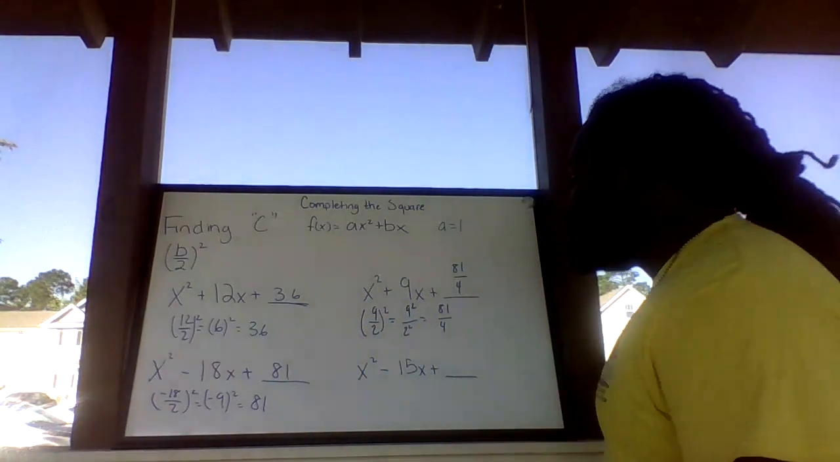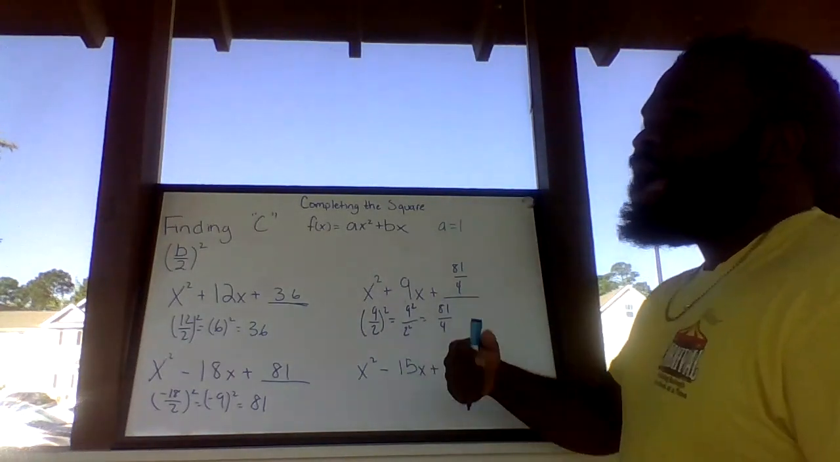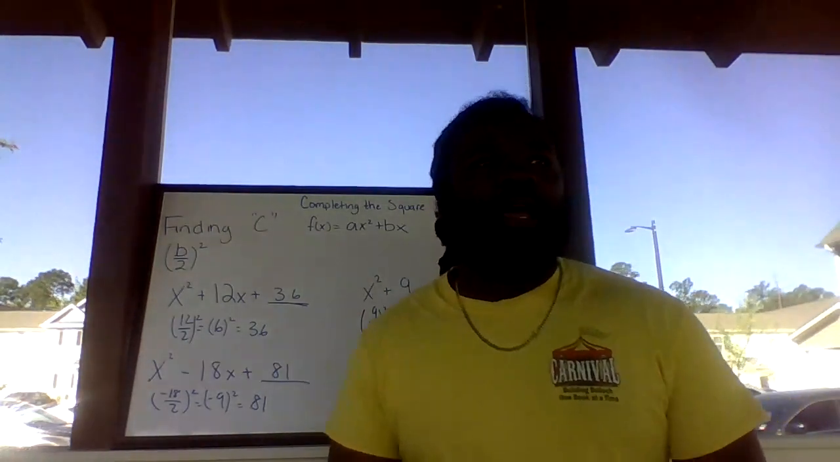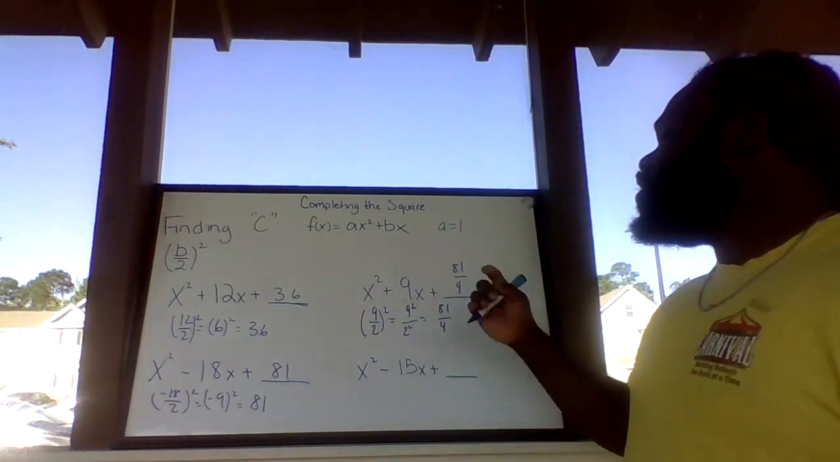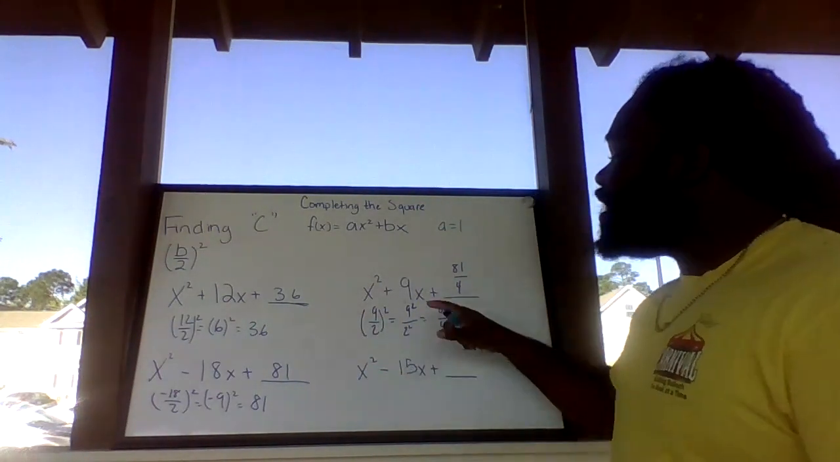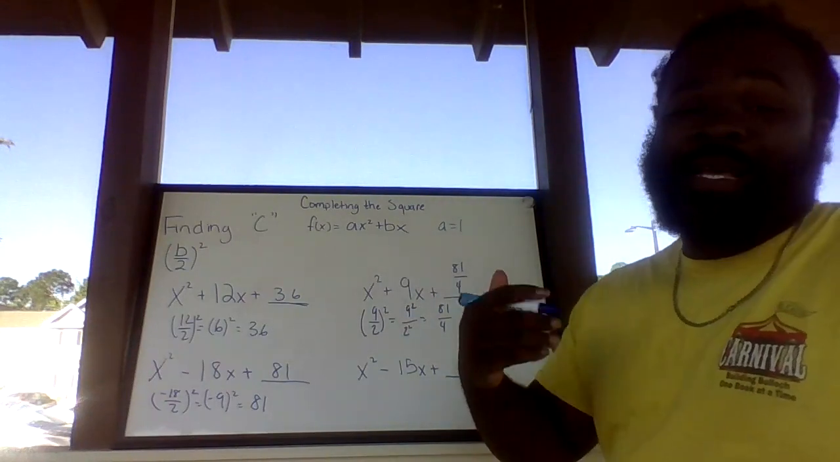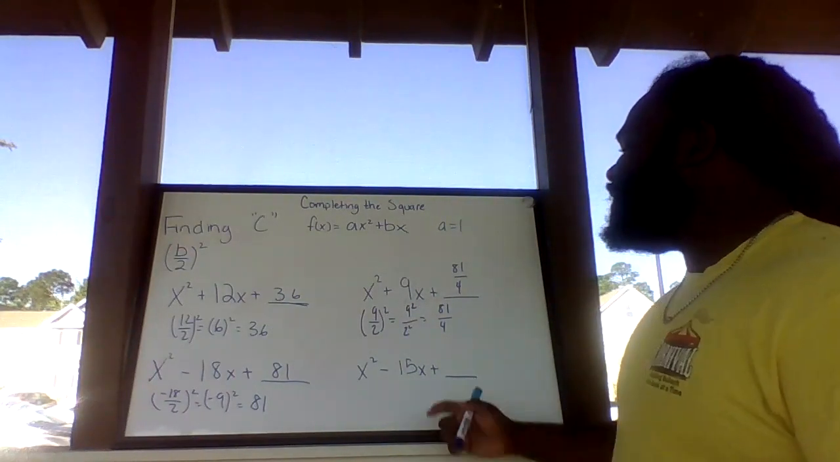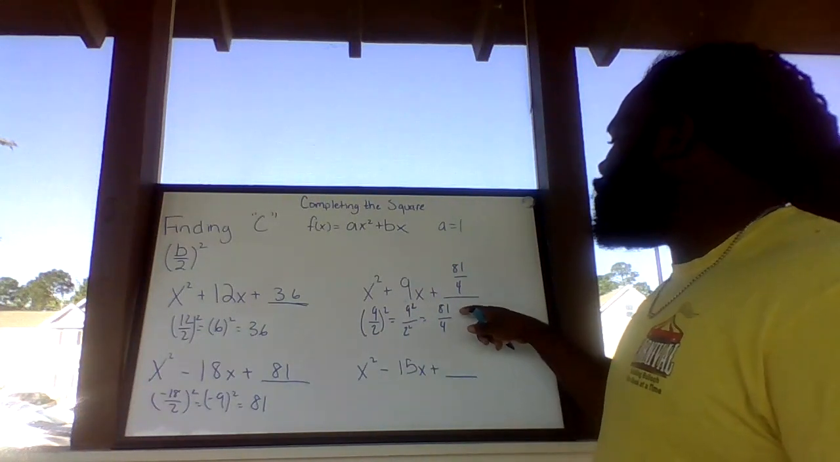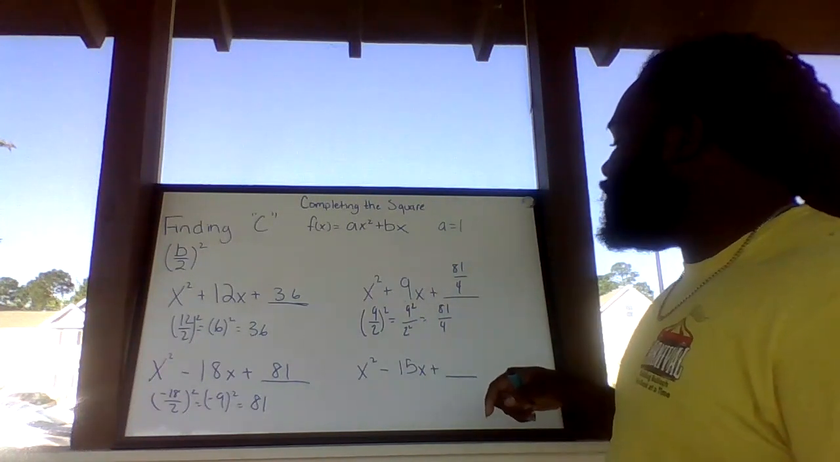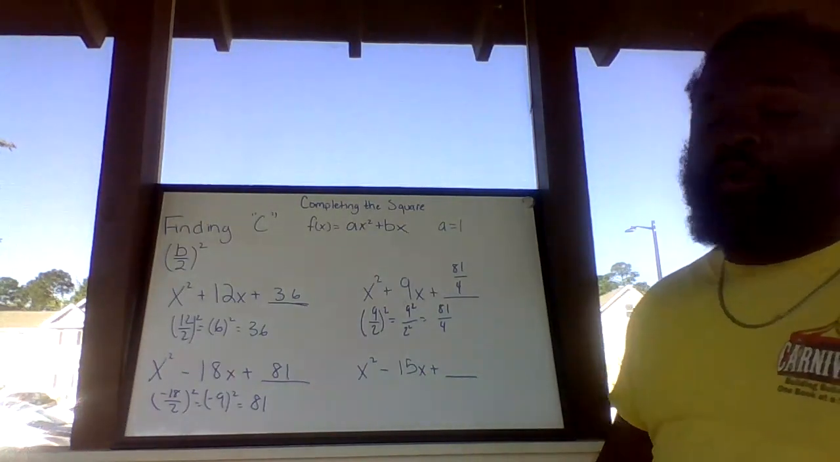So right here, when I complete the square, I take half of 9. Half of 9, if you put it in your calculator, is going to give you 4.5. We don't want 4.5. You don't even need to use the calculator. Just put 9 over 2. That means half of 9. Then we square that number. 9 squared gives me 81. 2 squared gives me 4. That means my c value here would be 81 over 4.